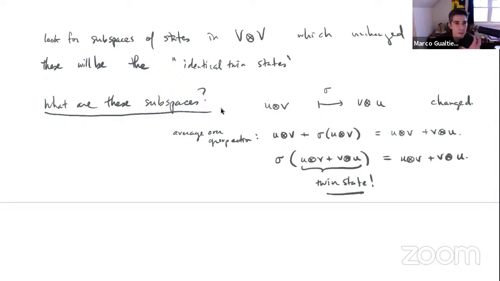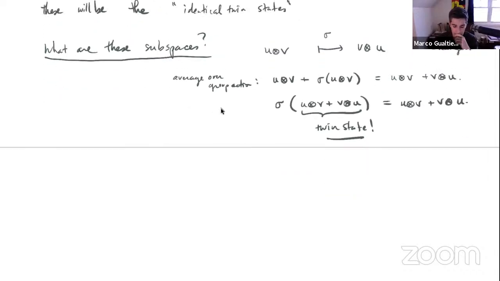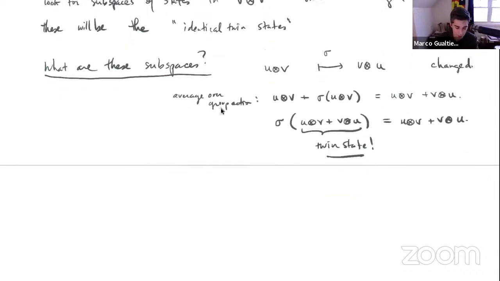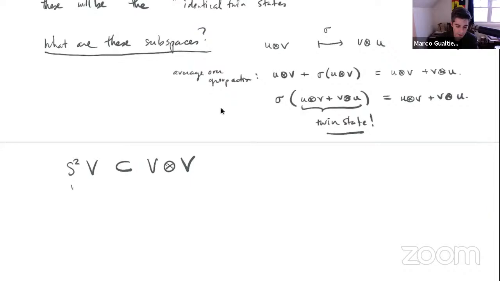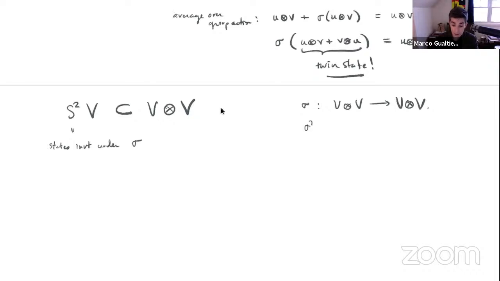And so switching, in a way, is not really an operation. We've removed the fictitious specificity of the state in V tensor V. These states are called the symmetric tensors. So S2V is a subspace of V tensor V, consisting of the states invariant under sigma. Sigma is a map from V tensor V to itself. It's a linear map, and it squares to 1.